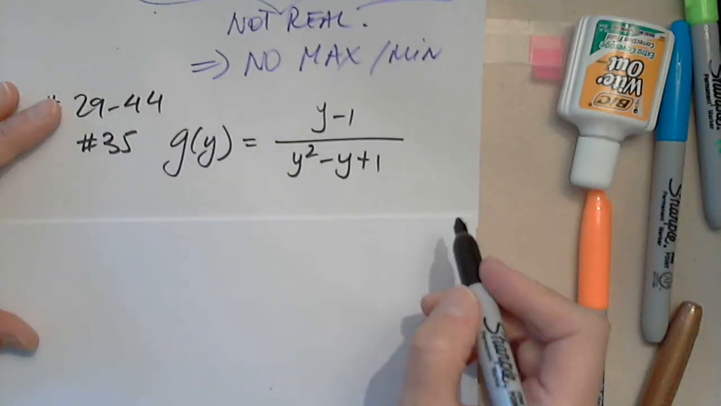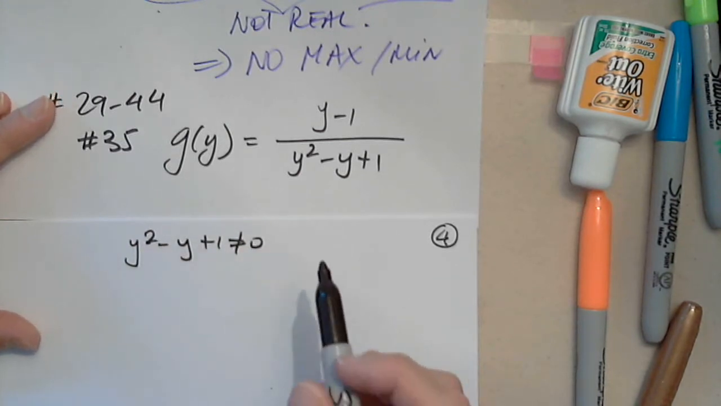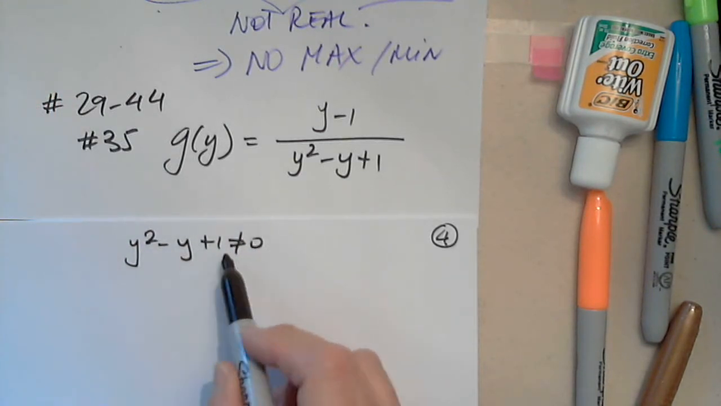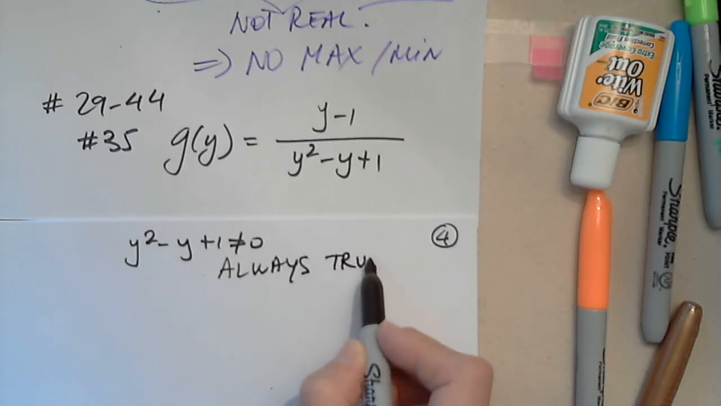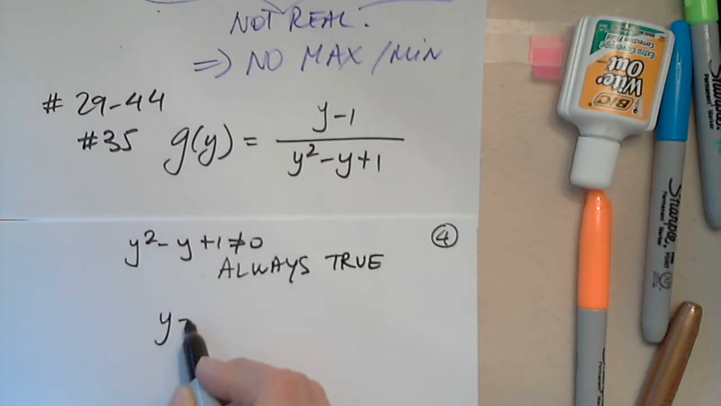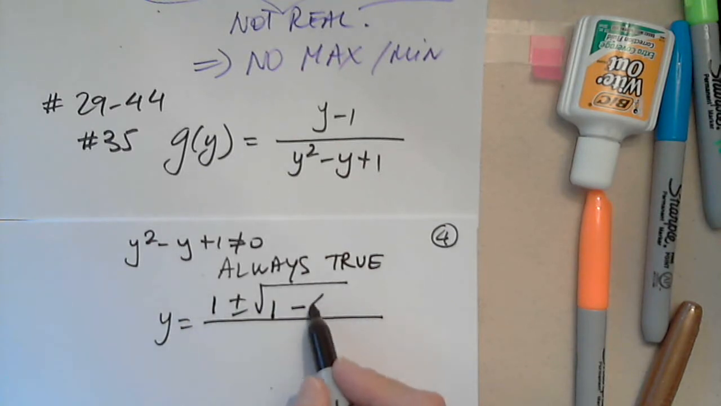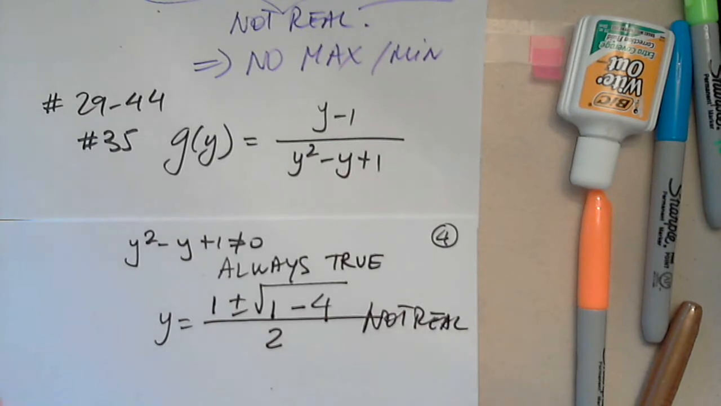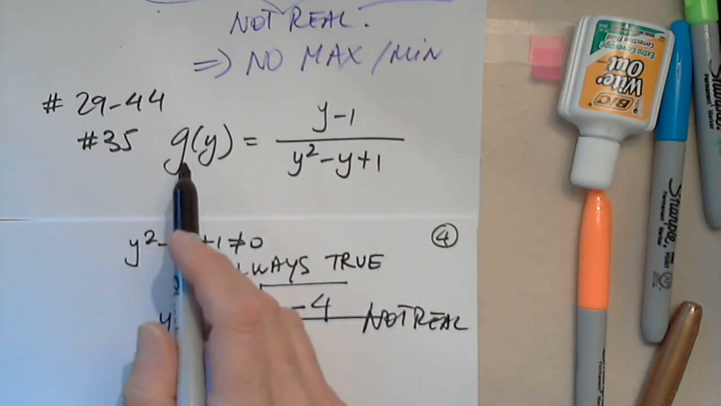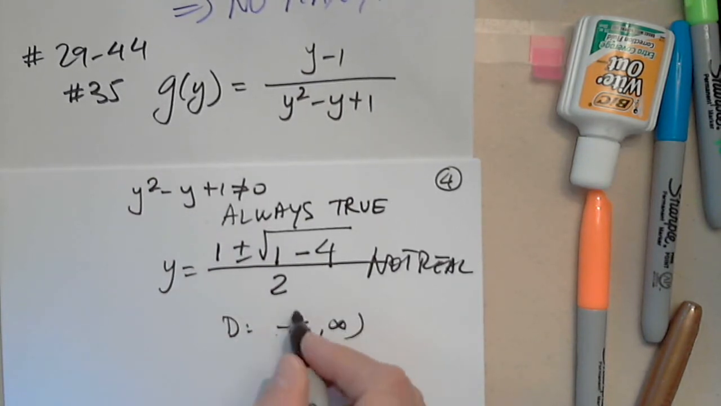So when you set y squared minus y plus 1 not equal to 0, you will realize that this has imaginary solutions, and this will always happen. Always true. Why? So y equals negative b plus or minus the square root of b squared minus 4ac over 2a. Not real. Therefore, this is never 0. So it happens that for this function, the domain is also all real numbers. Okay.